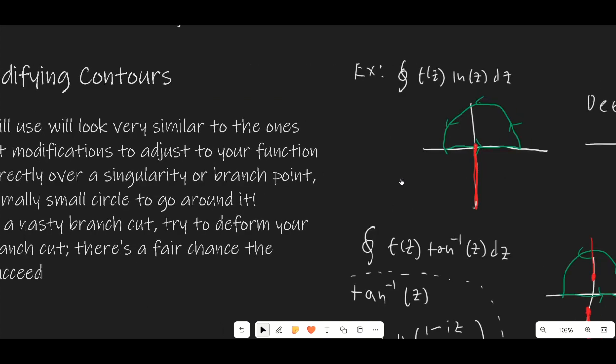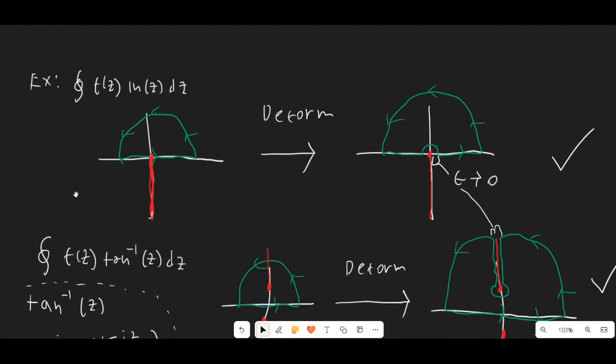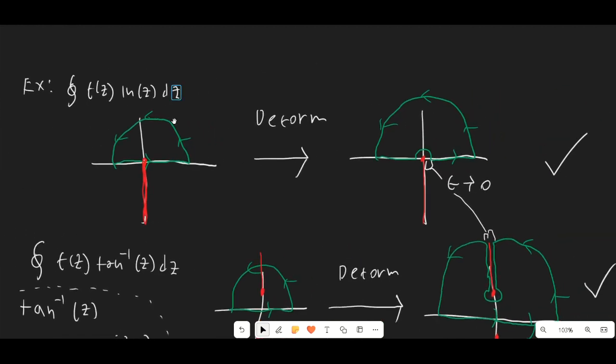So let's go ahead and take a look here. I want to integrate this function f of z, ln z dz. I didn't write it here, but I want to integrate it from negative infinity to infinity, I guess, in this situation, or maybe 0 to infinity.